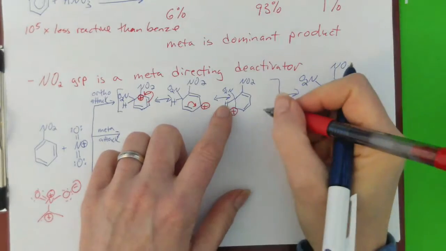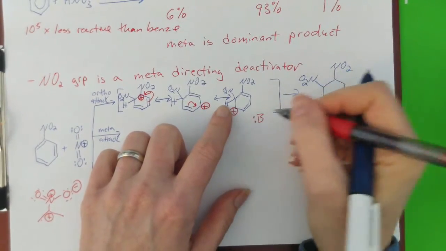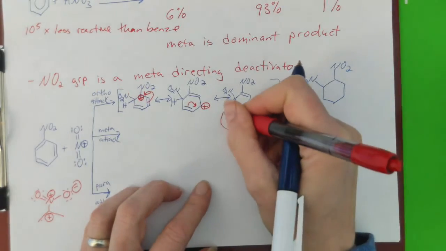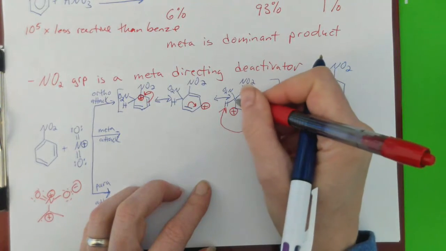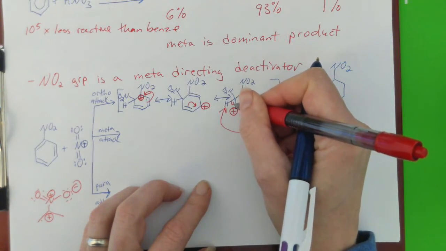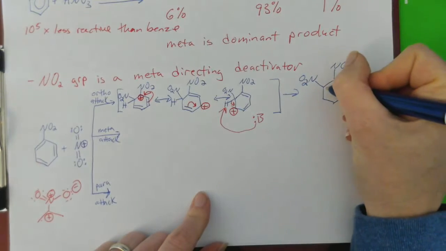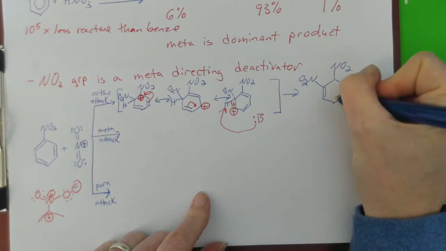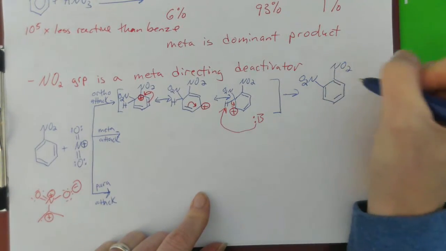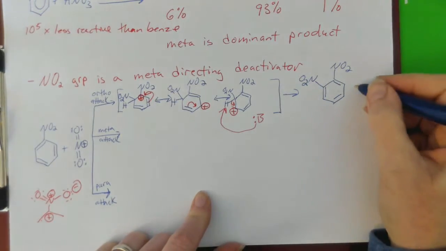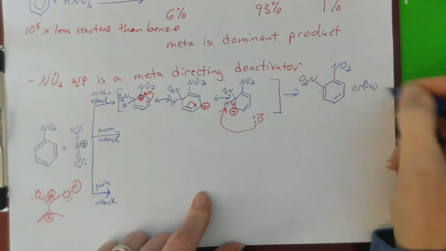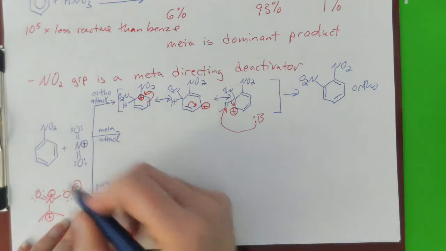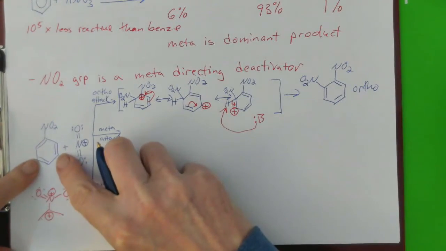So remember, I'm just going to make this generic by saying B for base, pulling that off. And so this is going to move here. Okay. So I have this, this, and this, right? That's my ortho product. If I have meta attack, so that's at these positions.